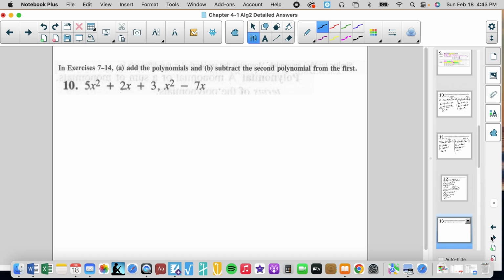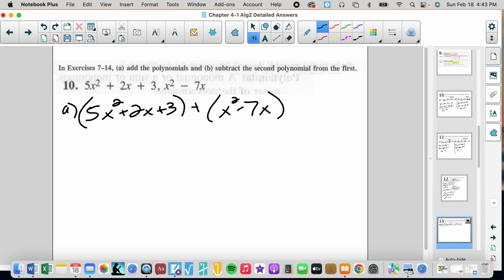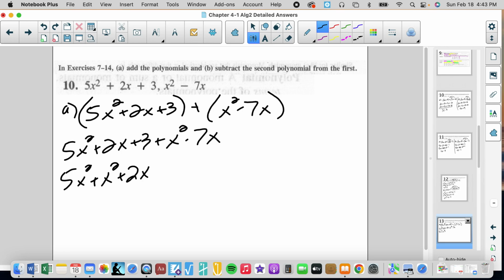Oh, this is good. So this is a trinomial. This is A, addition. Parentheses, 5x squared plus 2x plus 3 plus a binomial, only two terms. 5x squared plus 2x plus 3 plus x squared minus 7x. 5x squared plus x squared plus 2x minus 7x plus 3. 6x squared minus 5x plus 3 would be our answer. 6x squared minus 5x plus 3.